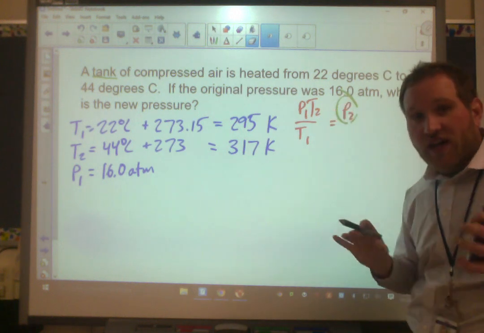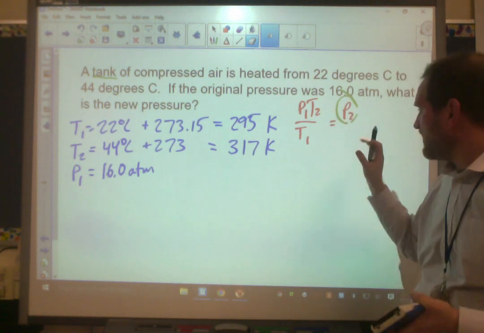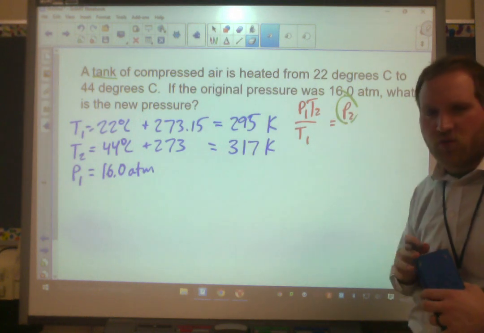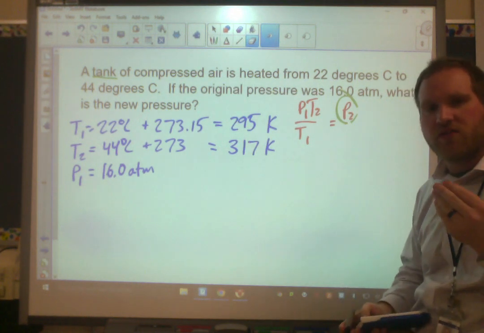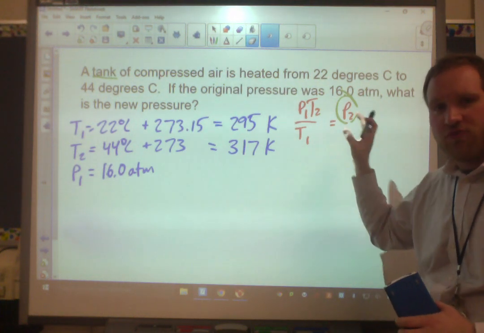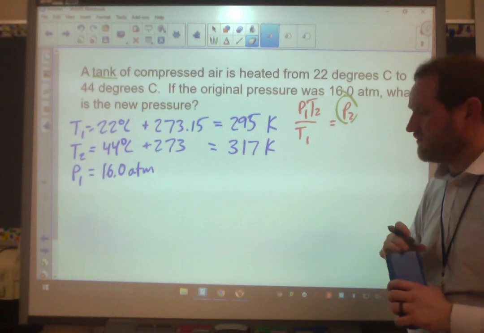You rearrange and isolate the variable you're looking for, because now the units are going to work out very nicely. You could have just plugged it in and cross-multiplied, but then the units wouldn't work out and you wouldn't be able to catch any mistakes. So I encourage you to take a few extra seconds, rearrange first. It'll save you time in the long run.